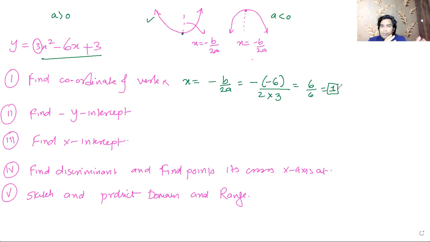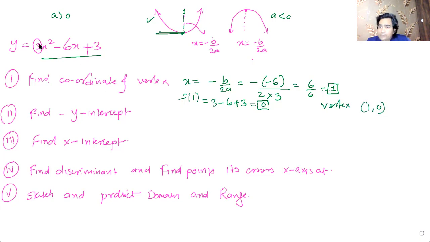Now to get the y coordinate of the vertex, since we got the x coordinate at 1, you just plug it into the main equation. So basically, f of 1 is the y coordinate of the vertex. You substitute x, which gives 3 minus 6 plus 3, which results in 0. So your y coordinate of the vertex is 0, and the overall coordinate of the vertex is 1 comma 0.